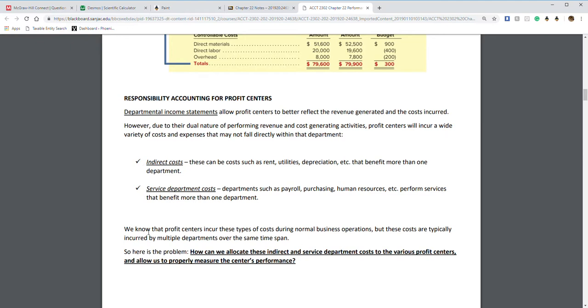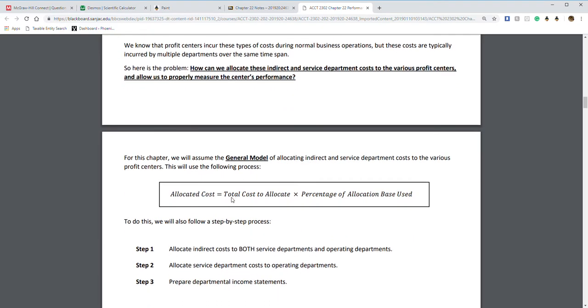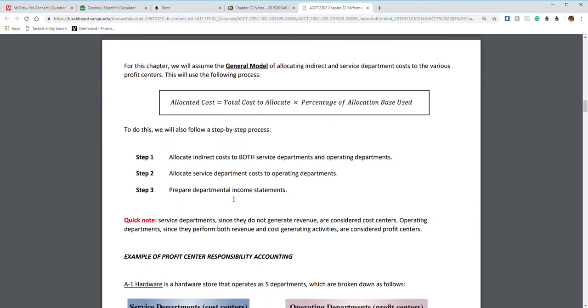So we're going to allocate these to how many departments we've got, based on percentages, based on square feet, based on a lot of allocatable parts. So we're bringing back chapter 17, or some of the earlier chapters that dealt a lot with allocation. Since this really does deal with revenue and expense, here we go. Okay, so we're going to do the general model.